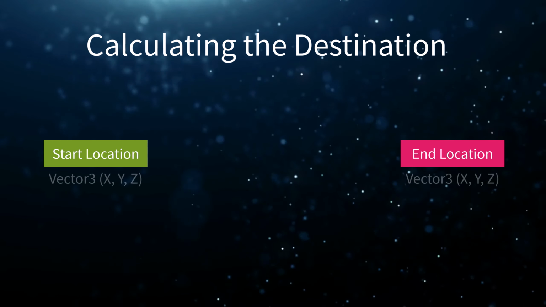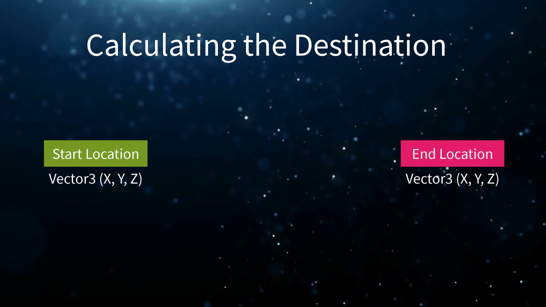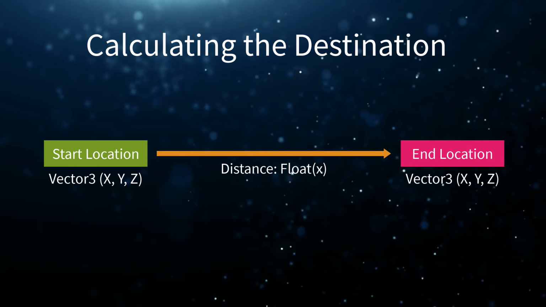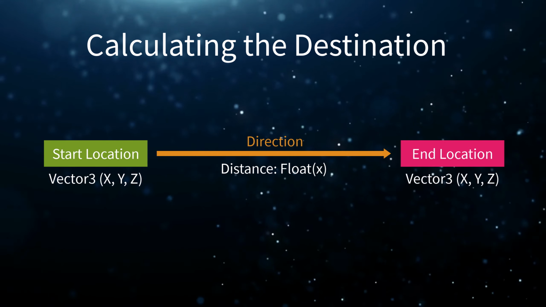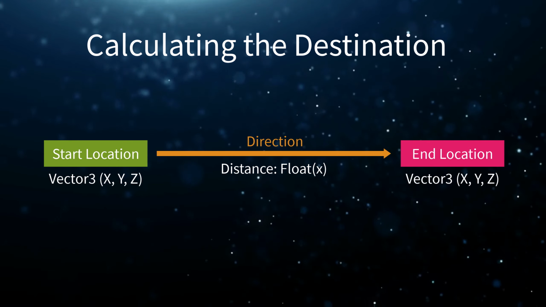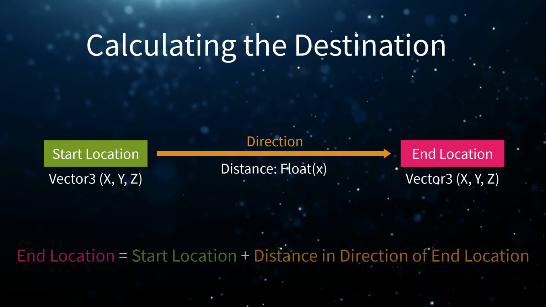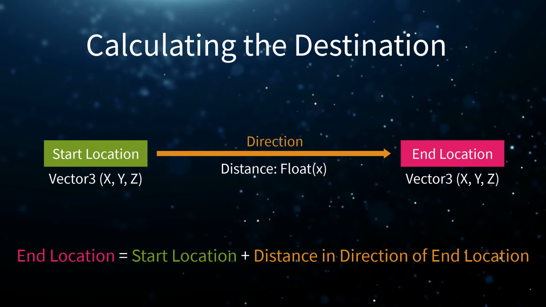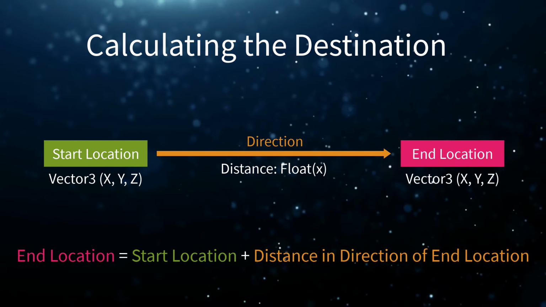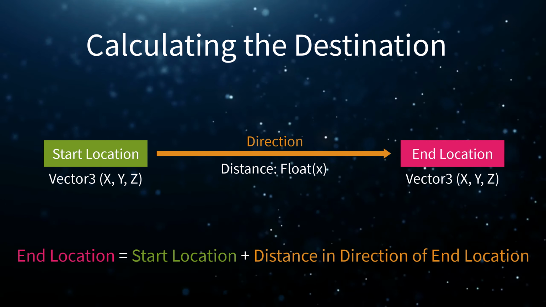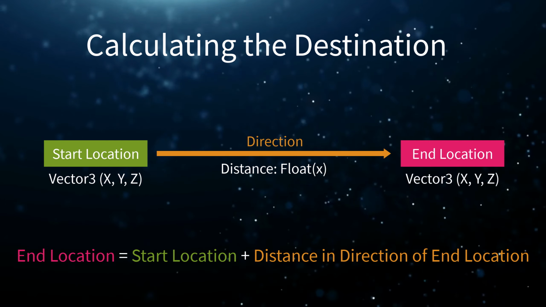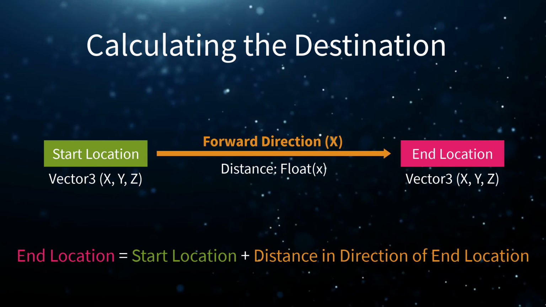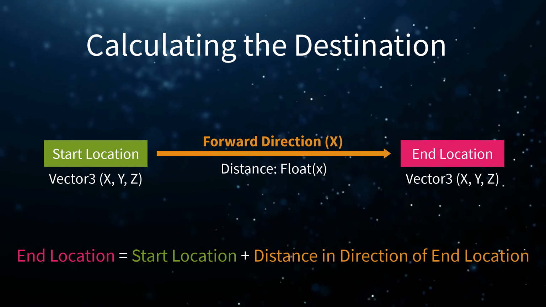We can start with a start location, and then we can travel the distance between the start and end locations in the direction of the end location, arriving at this simple formula. The end location equals the start location plus the distance in the direction of the end location. So if we face our destination, then we can use the forward direction, or X, as our direction.